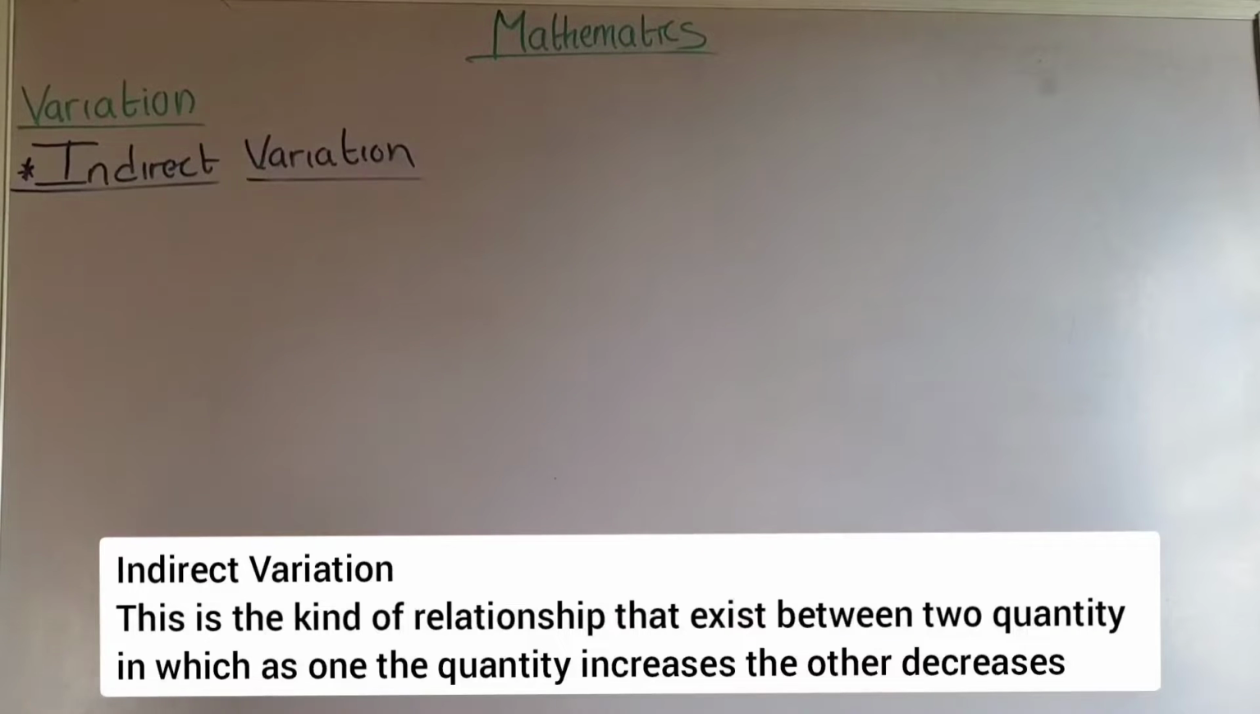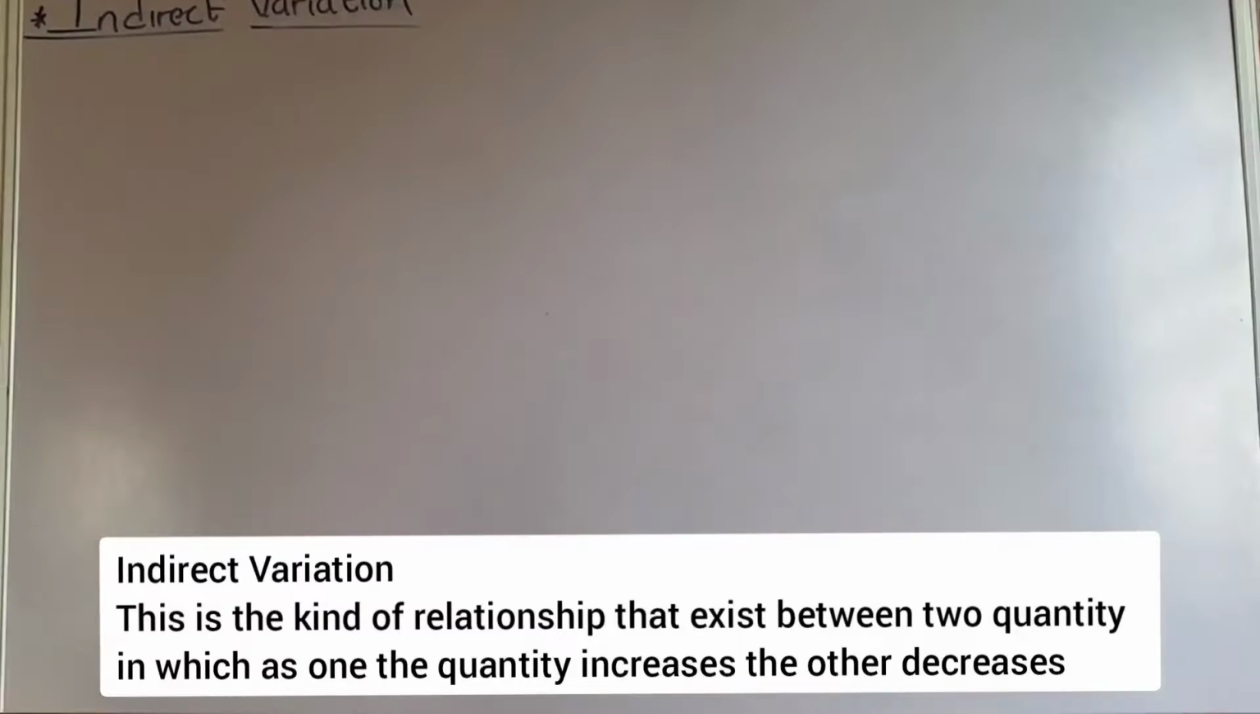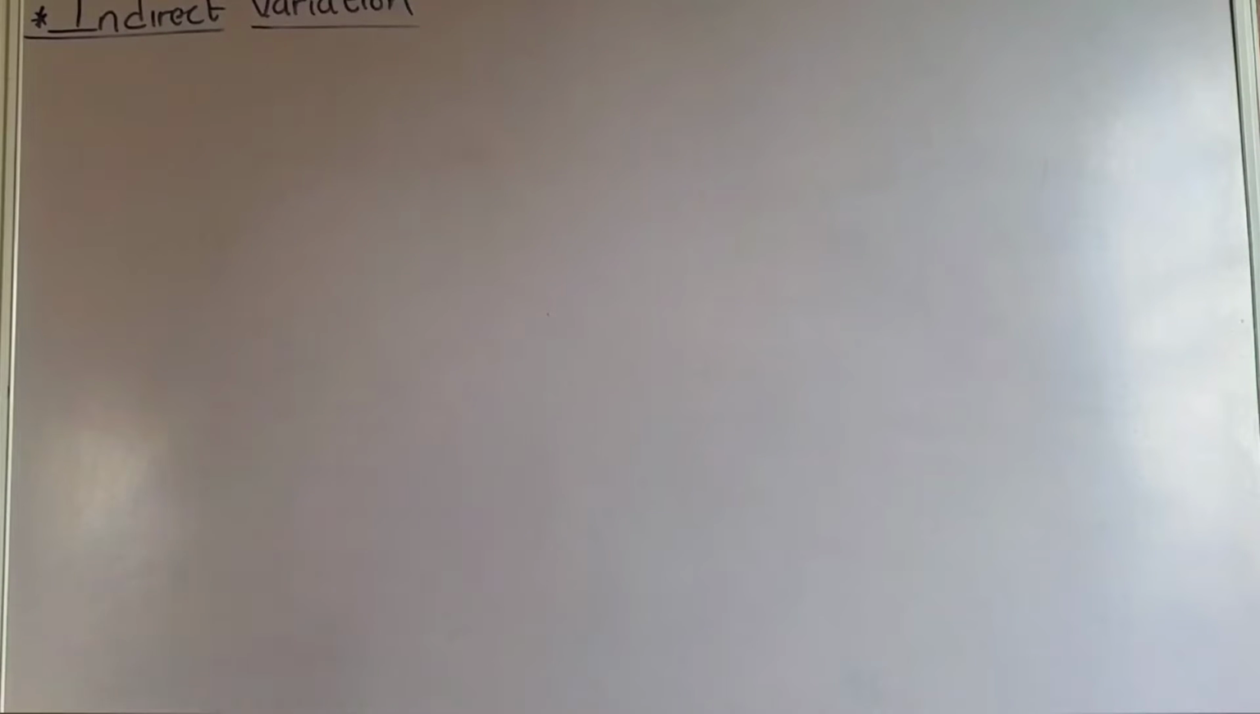When we talk about indirect variation, it is a kind of relationship that exists between two quantities in which one of the quantities increases while the other decreases. You understand what I'm saying? That kind of variation is what we call indirect variation. Now how do you understand what is meant by indirect variation? Let's look at an example. Another name for indirect variation is inverse variation. Are you getting what I'm trying to say? Okay, now let's look at question number 1.